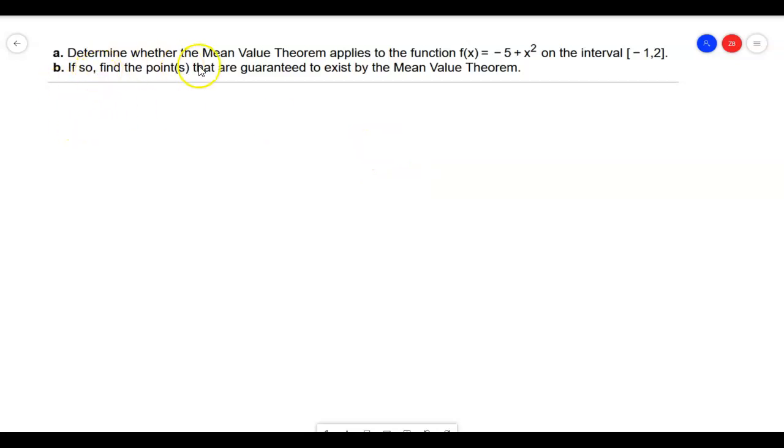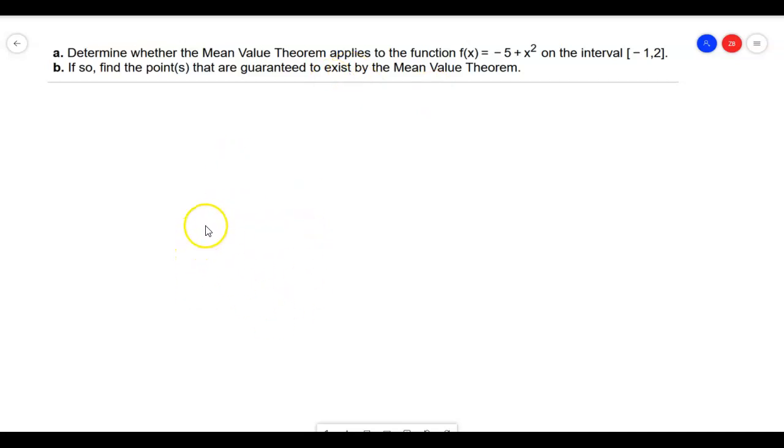It says, determine whether the mean value theorem applies to the function f of x is equal to -5 plus x squared on the interval from -2 to +2. And if so, find the points that are guaranteed to exist by the mean value theorem. So let's talk just a little bit about the mean value theorem and what that means first. Excuse the dual meaning there.